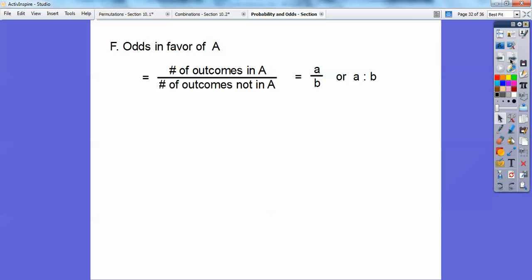Alrighty? Okay, and then the last thing is odds, you guys. Odds in favor of something. In favor of A is a ratio. The top number is the number of outcomes that are in A. The bottom is the number of outcomes that are not in A. So like it's the opposite, okay? So if I let that be A over B, you can represent it as A to B. So I think your book likes writing the answers like this, you guys. You can write them as fractions if you want, but I think your book likes writing odds like this, like 50 to 1. You hear about horse races and stuff.